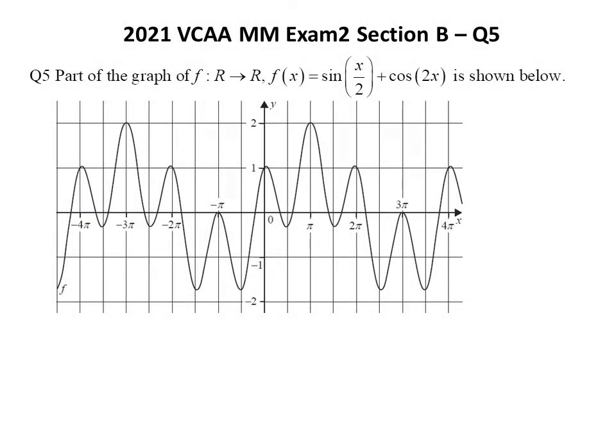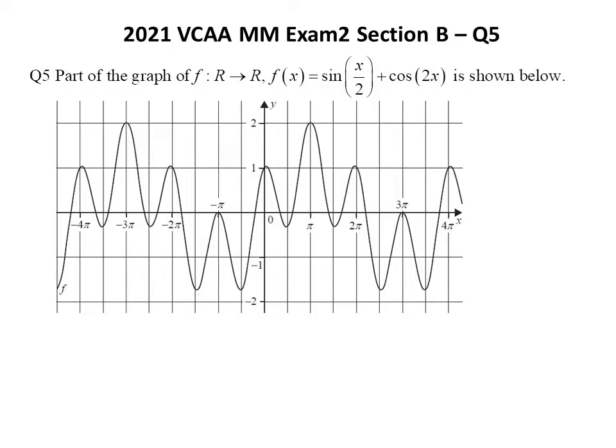Welcome to this VCAA exam paper series. This is section B of the 2021 exam 2 paper. There are a total of 5 extended response questions in section B. In this video, I will present the 5th extended response question. Question 5 shows the function f of x equals sine x over 2 plus cos 2x. Its domain is the real numbers, and part of the graph is shown on the screen.